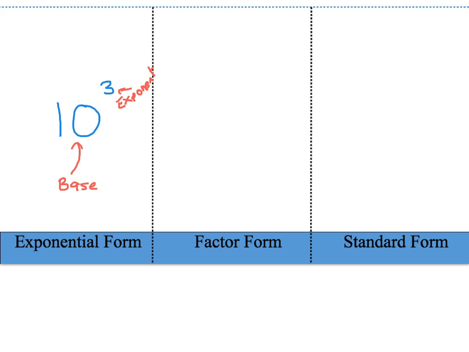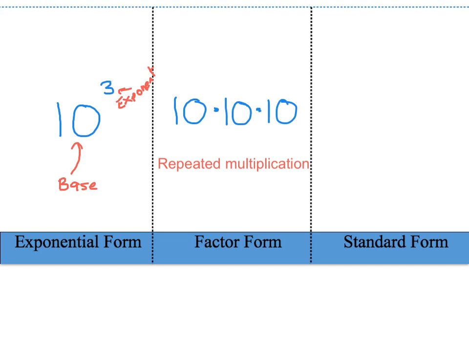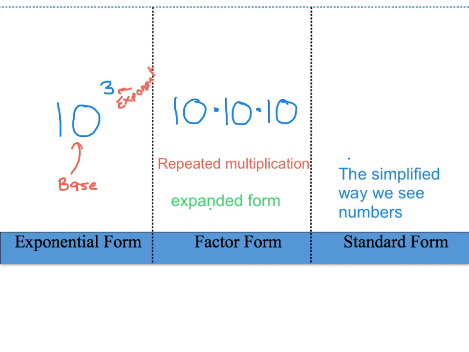The second type of form is called factor form. A factor form will basically have the factors expanded. So 10 to the third power would be 10 times 10 times 10. Remember that exponents are dealing with repeated multiplication. So I had to repeat this 3 times because the exponent told me to do it 3 times. Sometimes they call factor form repeated multiplication form, or sometimes expanded form, because we're expanding out our factors. The final form is called standard form, and the standard form is the simplified way that we see numbers.